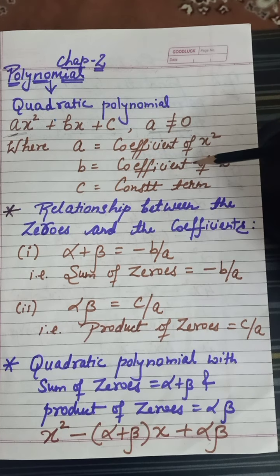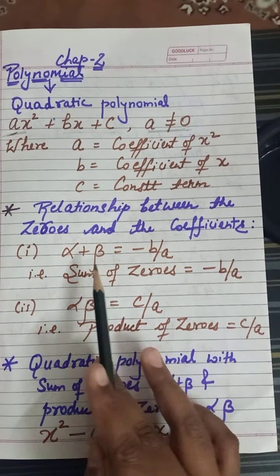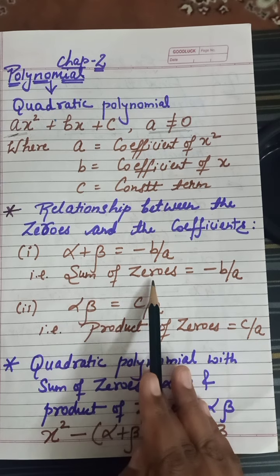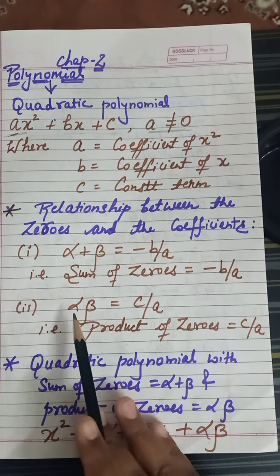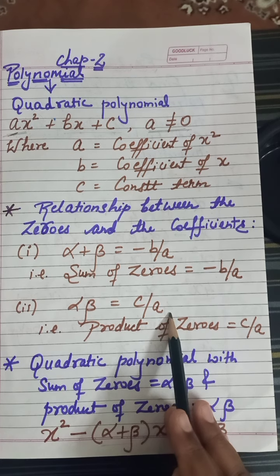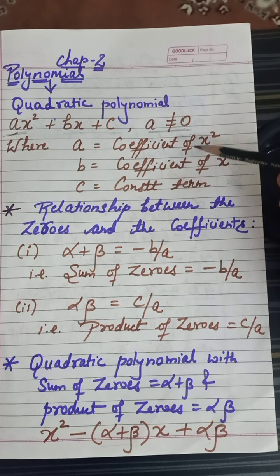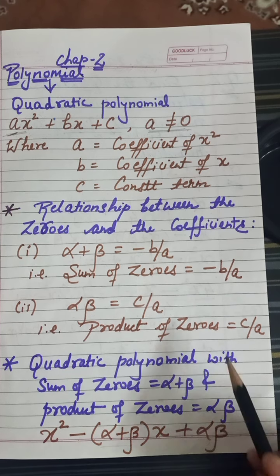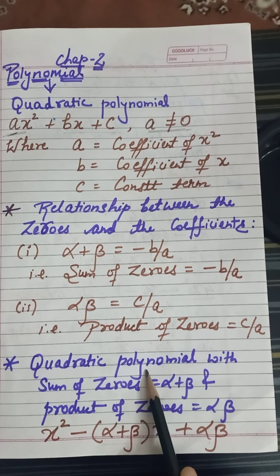As you know, b is the coefficient of x and a is the coefficient of x square. So this is the relationship of zeros with the coefficients. So sum of zeros is minus b by a. And the product of zeros, that is alpha into beta, is c by a. The product of zeros is c by a. c is the constant term upon a, the coefficient of x square. So these two relationships will help us to form a quadratic polynomial.